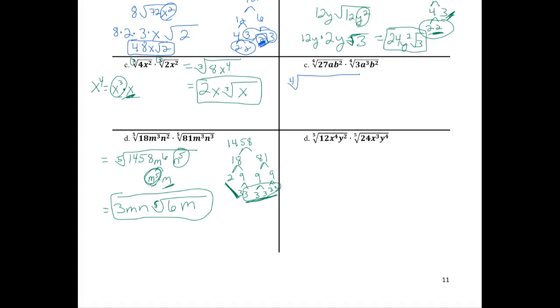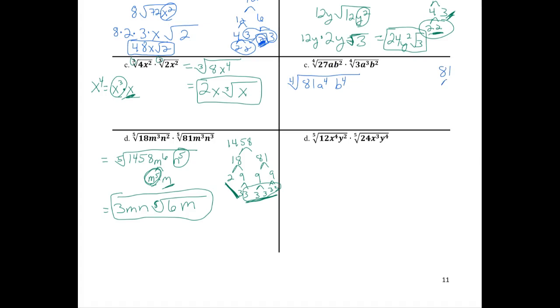27 times 3 is 81. A times a cubed, we add the exponents, get a to the fourth. B squared times b squared, we add the exponents, and we get b to the fourth again. All of these are actually already something times itself 4 times.